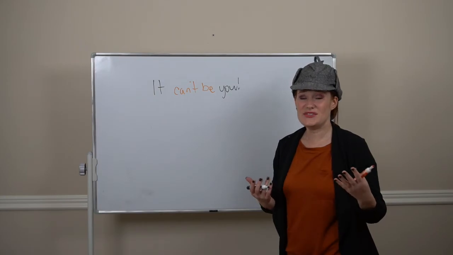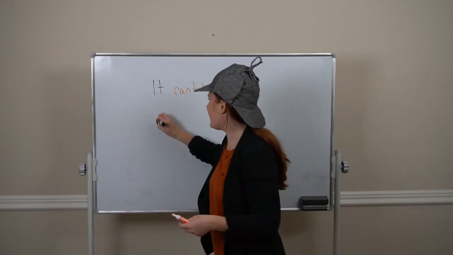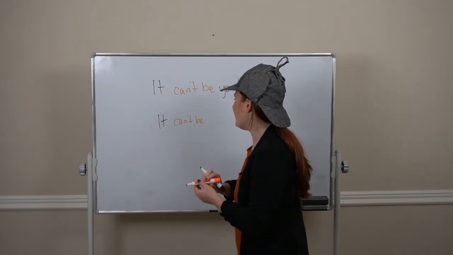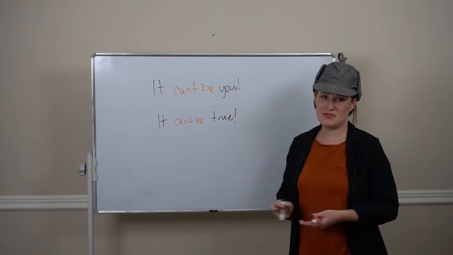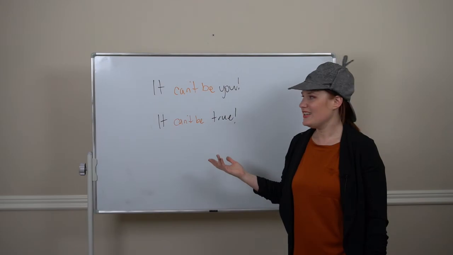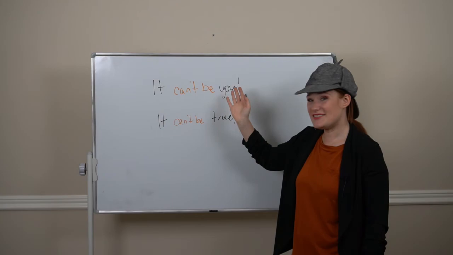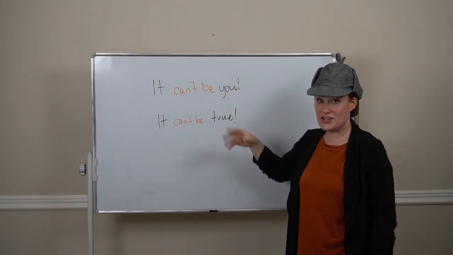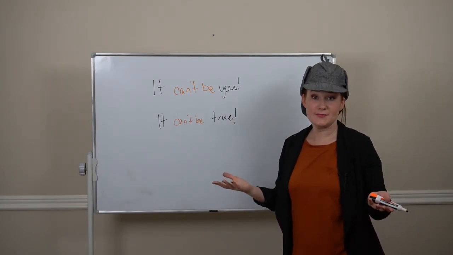But we can also use it for a bad surprise. So watching the news and something horrible happened somewhere. You might say, it can't be true. It's too horrible. It's bad, it's awful. It's this bad surprise. So we can use can't with to be for these positive or negative statements, surprises. And it's not like you actually think it's not true, it's just you're showing surprise.